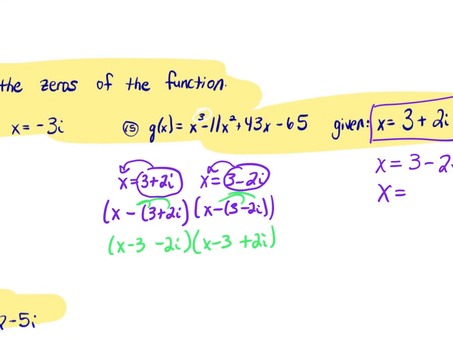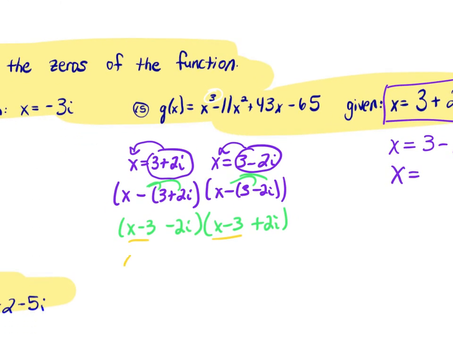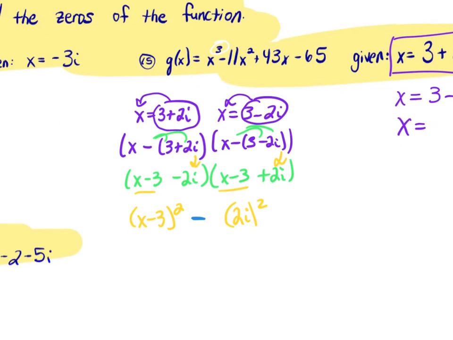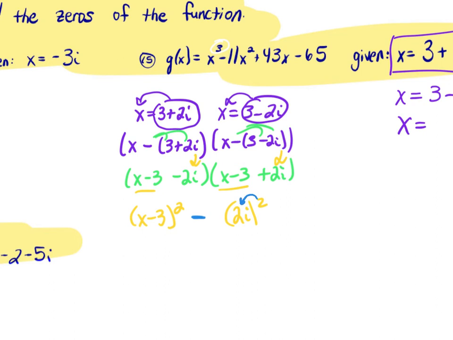If you guys notice, I have x minus 3 and x minus 3, so that gives me x minus 3 quantity squared. And then I have a 2i and a 2i, so that gives me 2i quantity squared. And we have different signs, so we're going to put the difference in the middle. When I distribute this exponent, it goes to the 2 and to the i, so this is 4i squared. As soon as I see i squared, I cross that off and I put a plus sign.